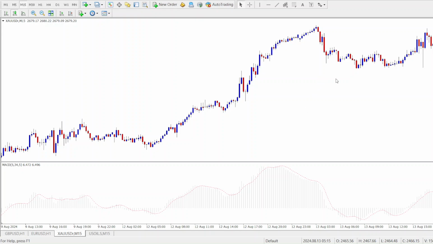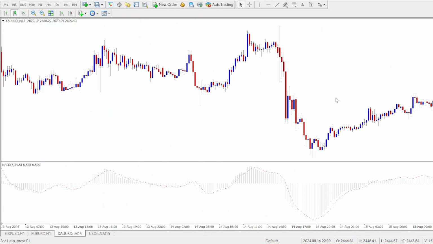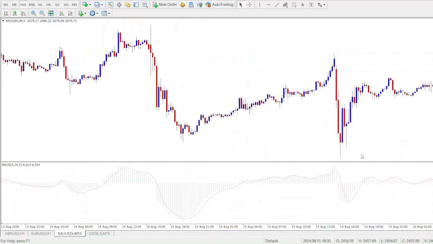Now, after doing that, we need to understand that there are two main types of divergence. We have the regular divergence and the hidden divergence. The regular divergence occurs when the price makes higher highs in an uptrend or lower lows in a downtrend, but the MACD line shows the opposite, that is, lower highs in an uptrend or higher lows in a downtrend.